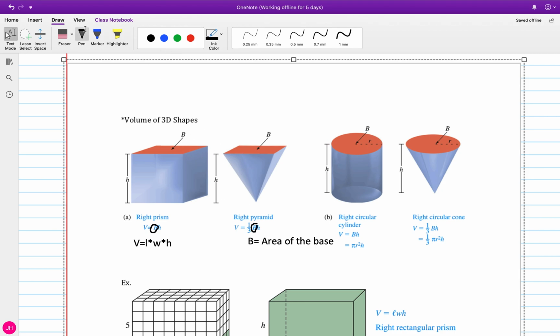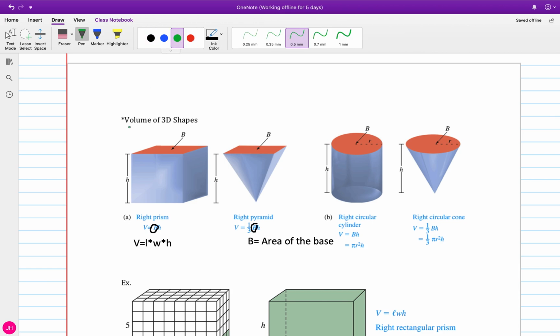Do note that I am using H here, and specifically on this one, we want to use the height, not the lateral height. Remember, the lateral height is the one that's on this outside right here. This guy would be the lateral height, and we only use that for surface area.